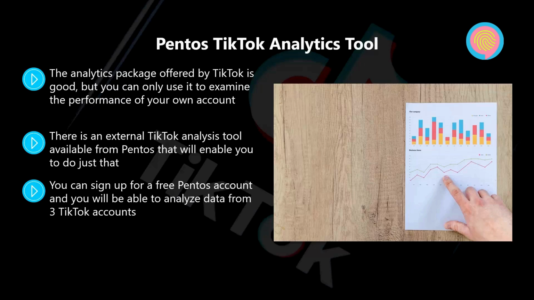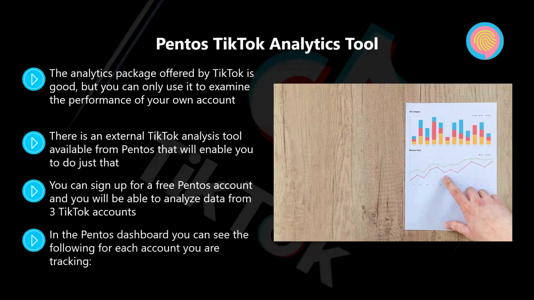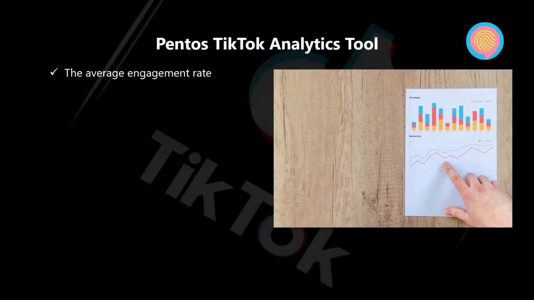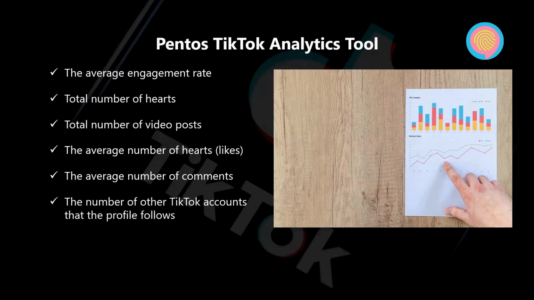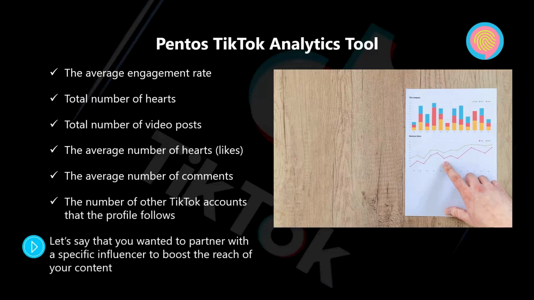If you want to look at more and obtain more detailed metrics, then they have 2 premium options at $19 and $99 a month. In the Pentos dashboard, you can see the following for each account you are tracking: the average engagement rate, total number of hearts, total number of video posts, the average number of hearts or likes, the average number of comments, the number of other TikTok accounts that the profile follows. Let's say that you wanted to partner with a specific influencer to boost the reach of your content. You can use Pentos to see what their average engagement rate is, which will help with decision making.